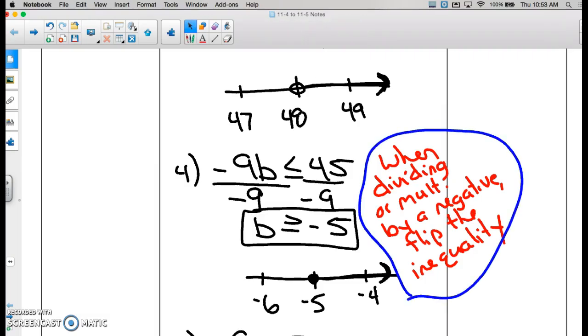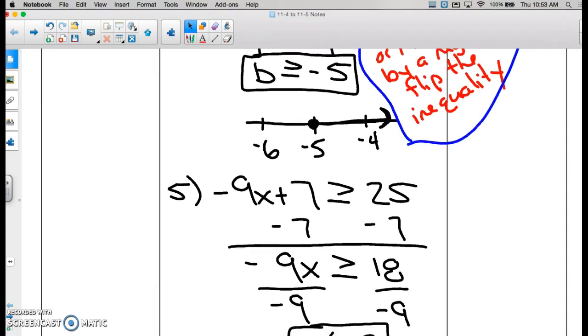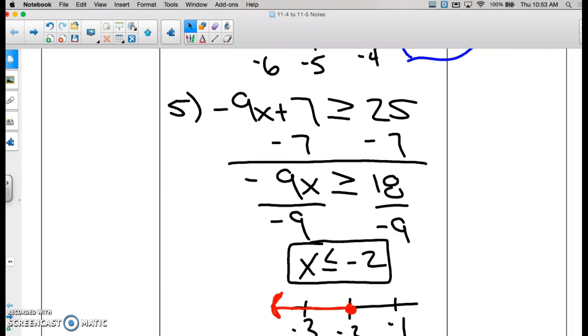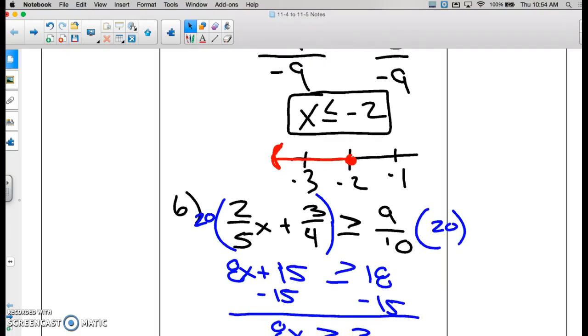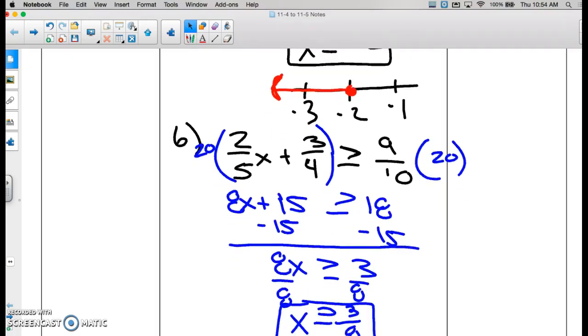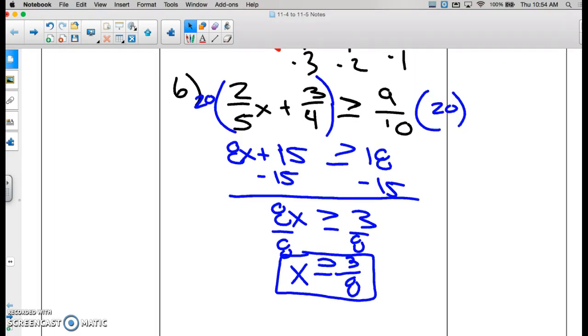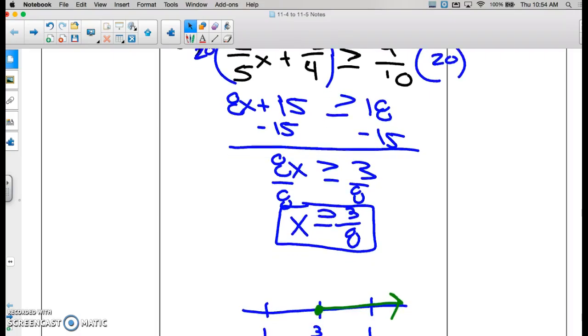We also wrote the cheat poll, which I'm going to erase now because no one uses it. And number 5, multi-step inequality, very, very similar. Number 6, again, multi-step inequality. We talked about undoing fractions with LCMs. This was in our previous notes as well. So eliminate your fractions by multiplying by the LCM and graphing.